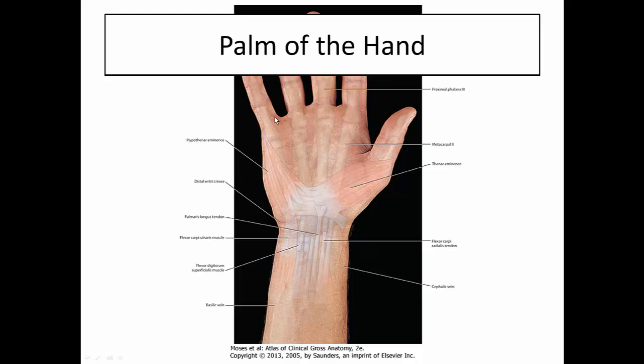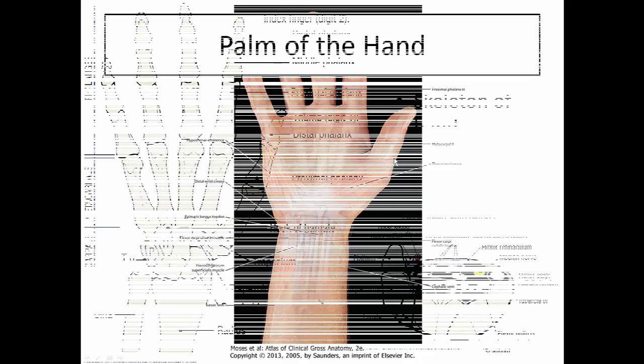Then, deep in the hand, which we can't see here yet, is a third group of intrinsic hand muscles. These are called interosseous muscles because they are, as the name suggests, in between the bones of the hand. And there's also another one called the adductor pollicis. That means a muscle that adducts the pollicis, which is the thumb.